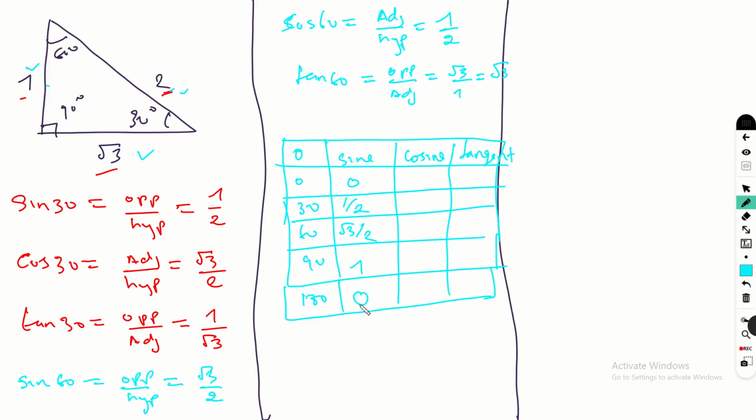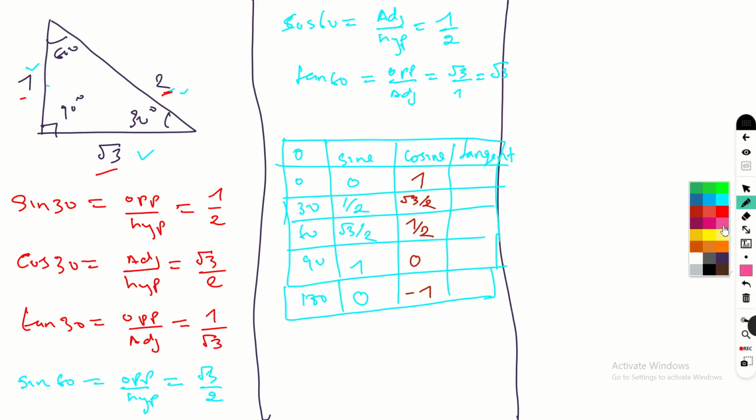Now we change the column. What is cos 0? 1. Cos 30, you have root 3 on 2. Cos 60 is half. Cos 90 is 0. Cos 180 is minus 1. Now you have the next.